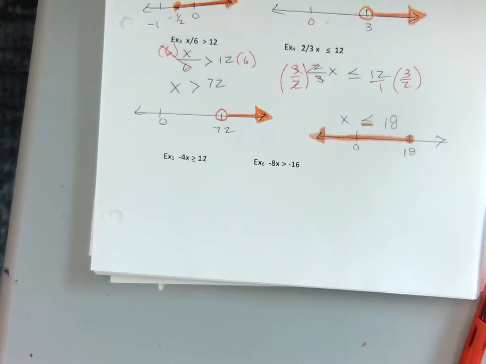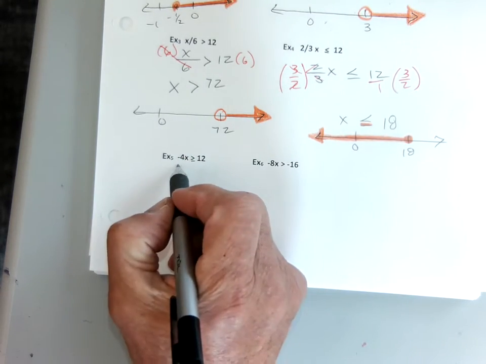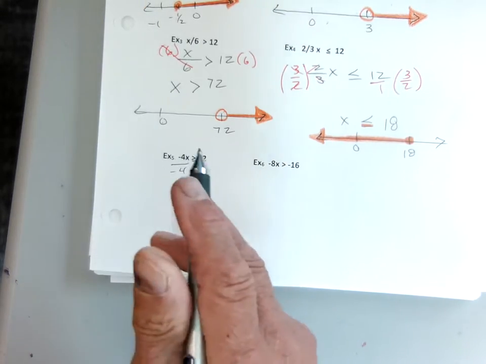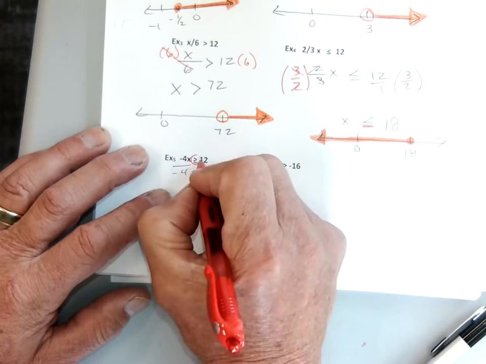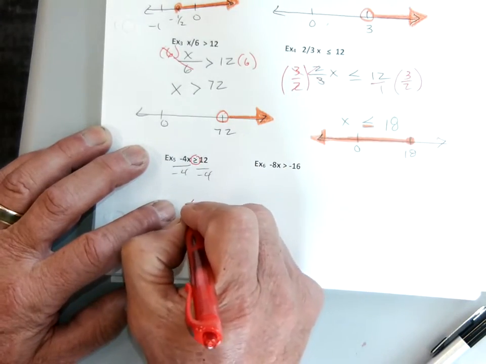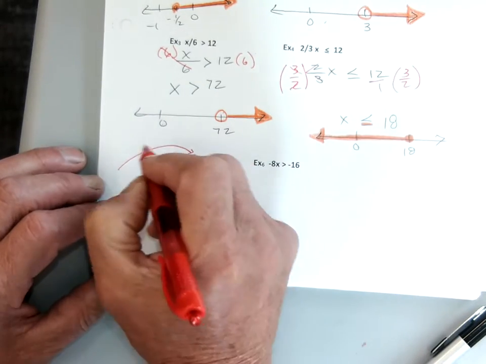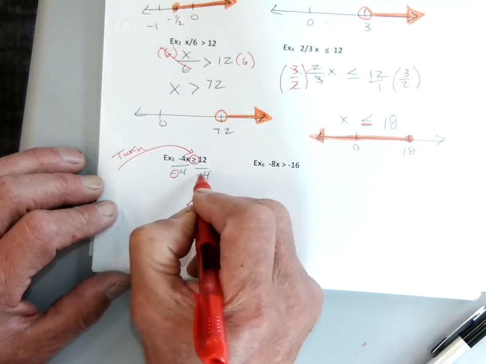Now, example 5 is different. Here's where we're going to divide by a negative, okay? So we're going to turn the sign. We're going to divide by negative 4. When we divide by a negative, I'm going to rewrite this as less than or equal to. So I turned it, and I turned it because I divided by a negative.